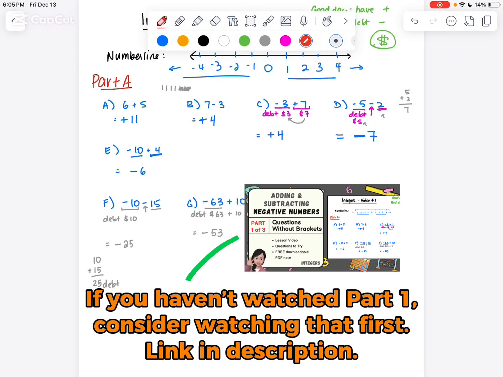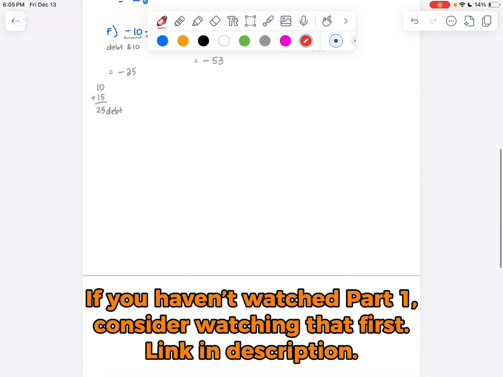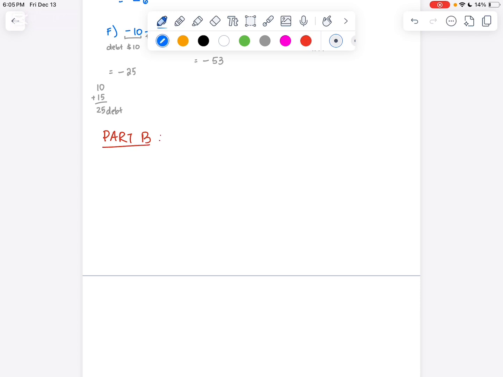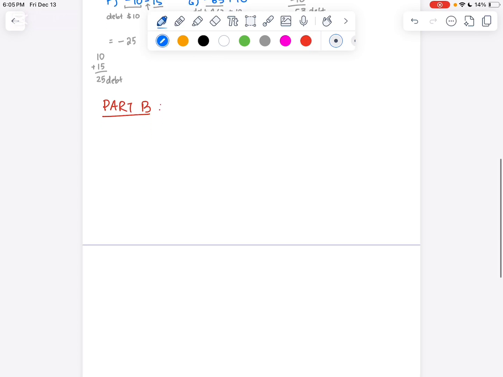Sometimes our questions aren't as straightforward as this. Sometimes we have a whole bunch of negative signs, and we're not always sure what to do with that. So I'm going to call part B dealing with our double signs. Okay, and I'll show you what I mean by dealing with double signs so you know the kind of questions I'm talking about here.